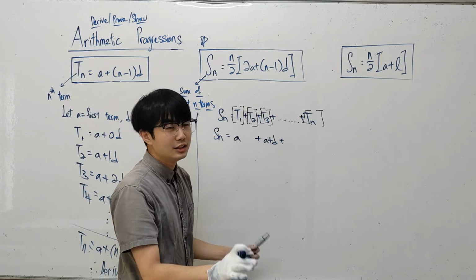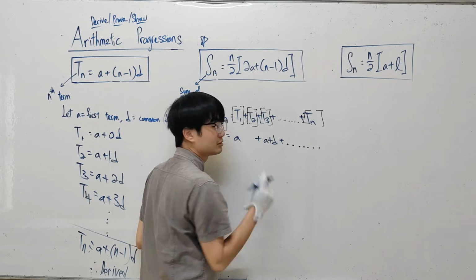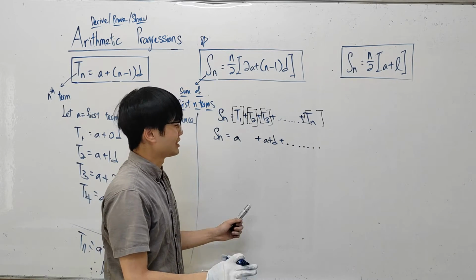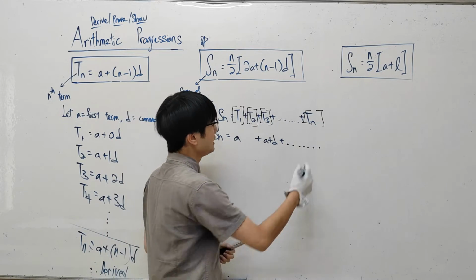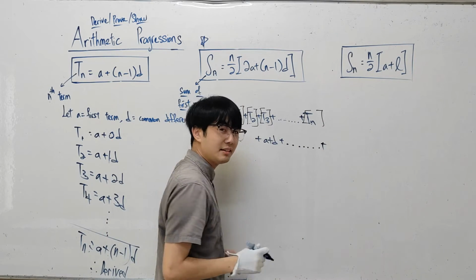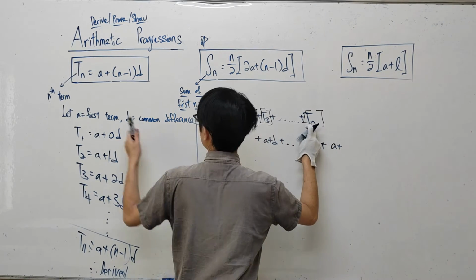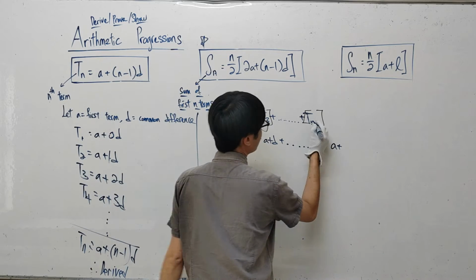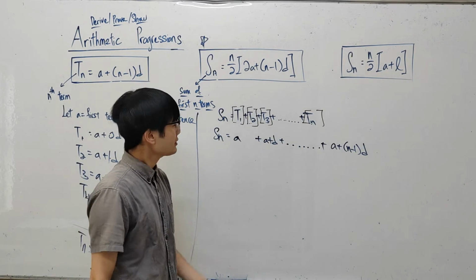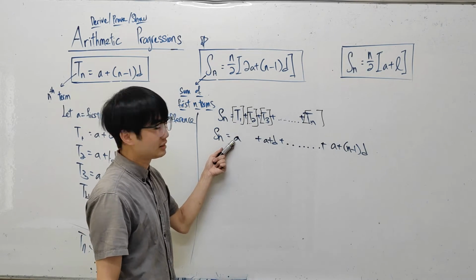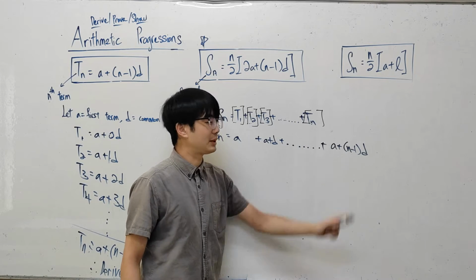But we don't have time to write so many terms. So I'm just going to stop here and use this dot, because we don't have time to write so many. I think this is enough. Alright, and then plus with the last term, which is Tn. The Tn will be, we use this formula also, a plus n minus 1d. If it's T1, then this will be a. If T2 is a plus 1d, and then the last term Tn is a plus n minus 1d, alright?